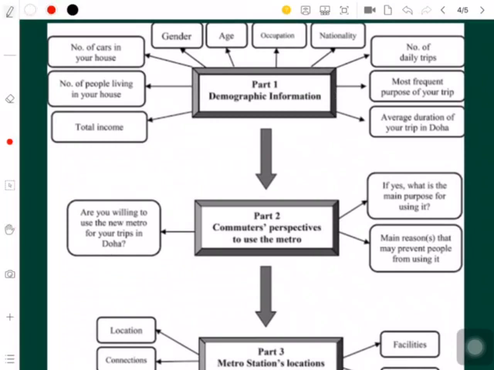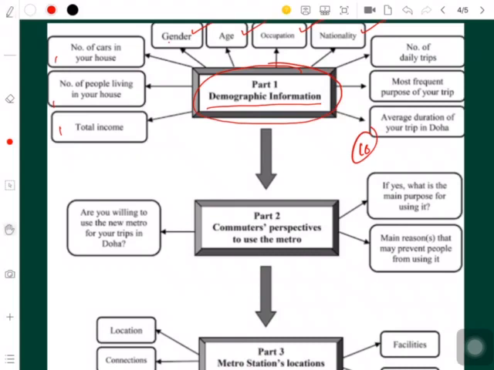There are different fields. The first part of your questionnaire is demographic information. Demographic information simply means where you ask questions about gender, age, occupation, nationality, name, and things like that. I have given you ten things. These cover the demographic part.